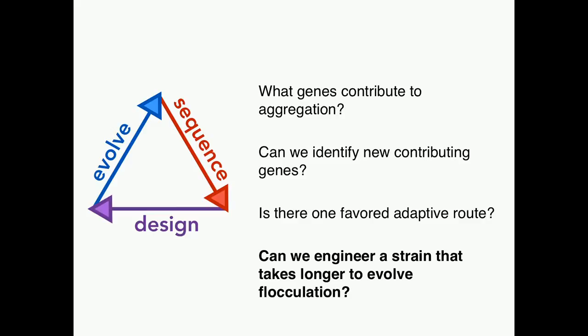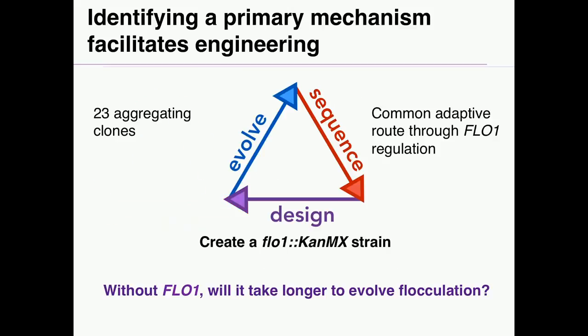So now that we know a little bit about the genetics of this trait, we can finally ask if we can engineer a strain that no longer evolves flocculation, or takes longer to evolve flocculation. So we started with these 23 aggregating clones, and we identified a common route through Flo1 regulation by which they are acquiring this flocculation trait.